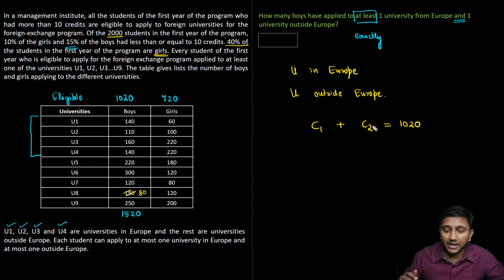C2 is people who have applied to both the categories. Means one of the universities in Europe they have applied, one of the universities outside Europe also they have applied. So C1 plus C2 should be equal to total number of people who are eligible. Of course, we're dealing only with boys here.